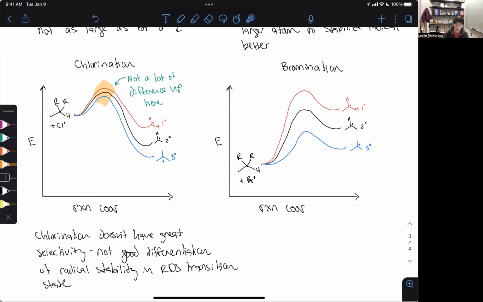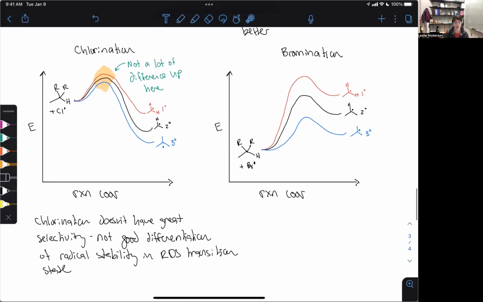Okay, so one of the things that your book mentions, it talks about the Hammond postulate a little bit, and that's the idea of this energy level being pretty close to each other. So our transition state here is going to look more like this. So we're not going to have as much radical character on our carbon yet. So there's not as much to push it one way or the other. Okay, so we're not going to have good selectivity here.